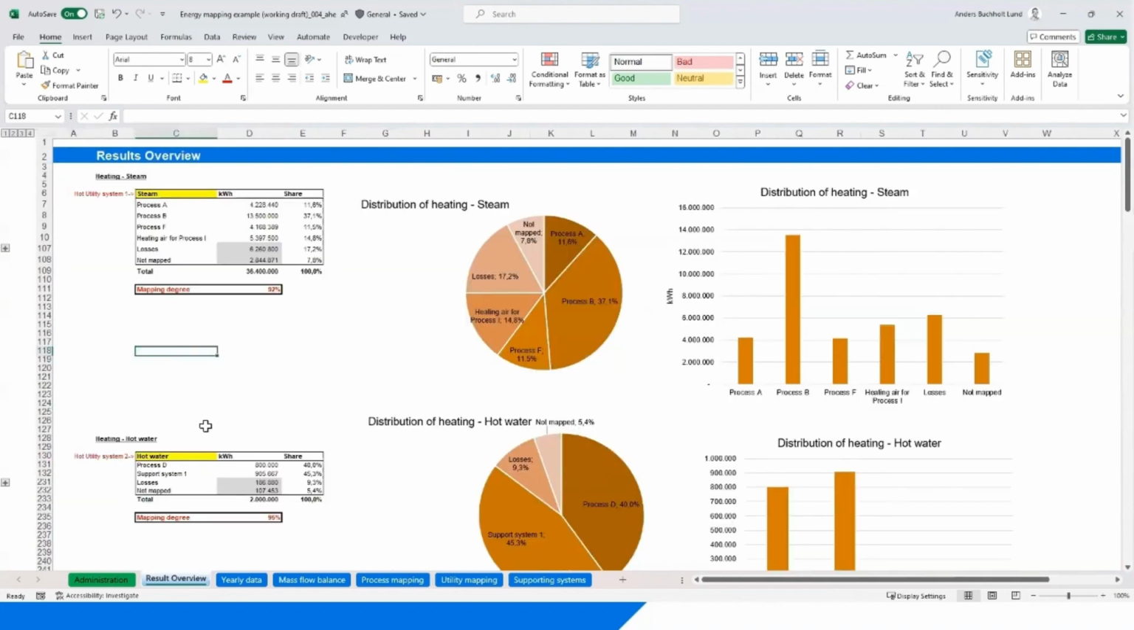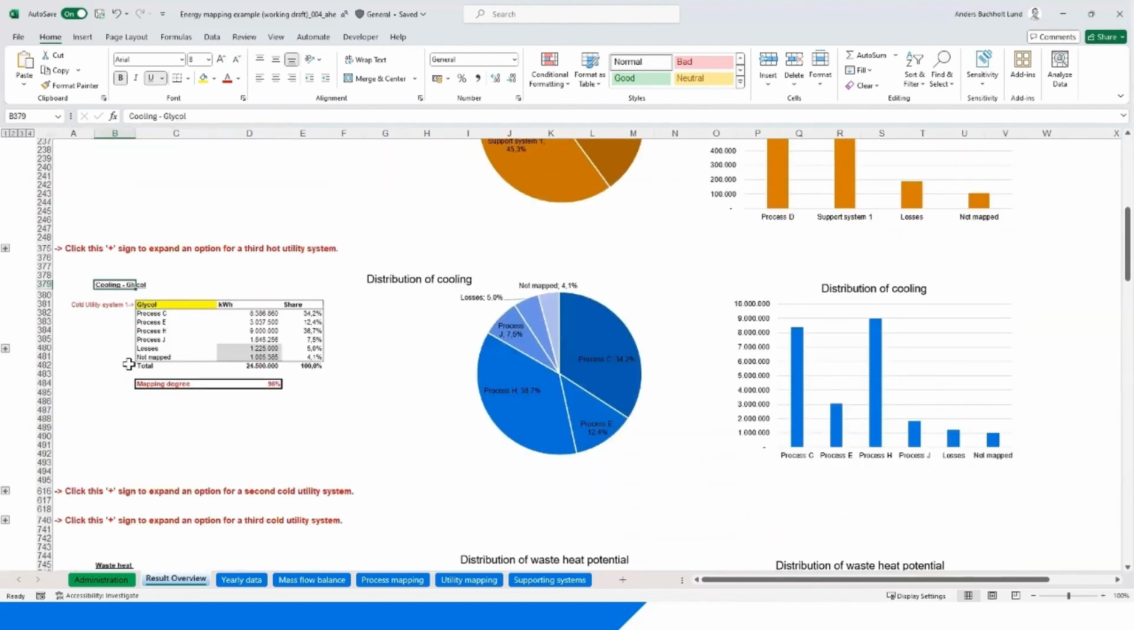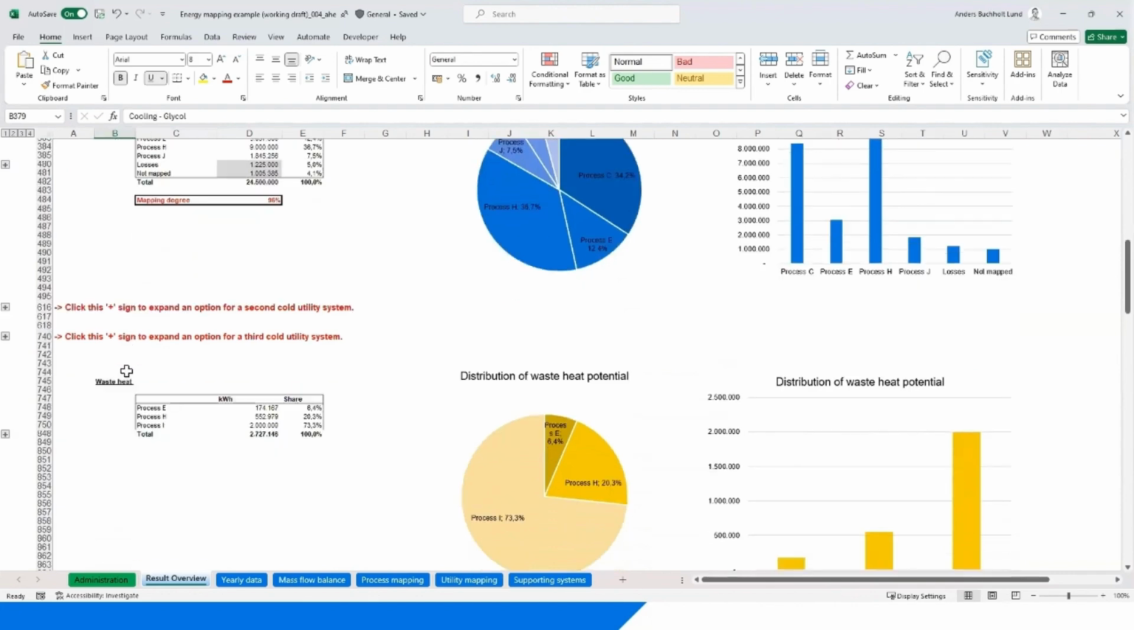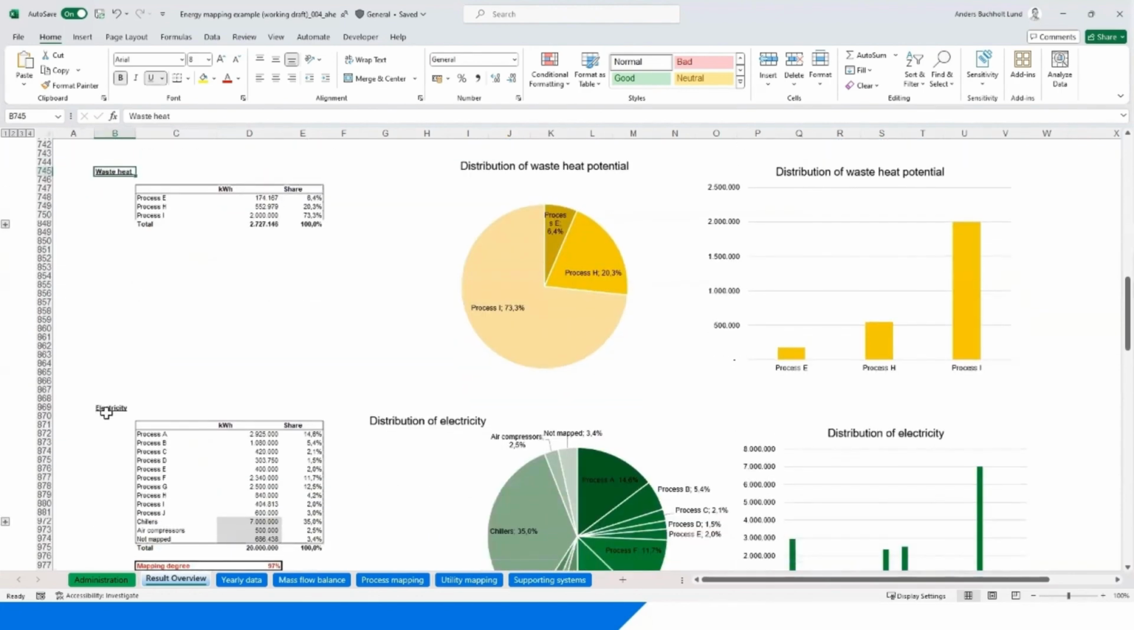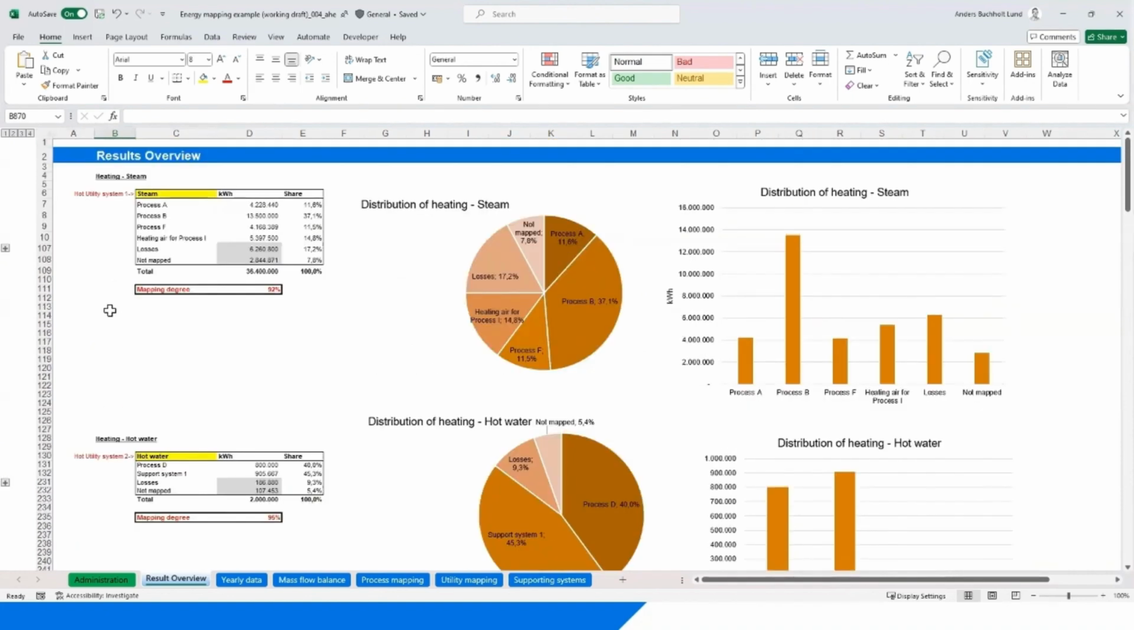This is the first sheet that you meet when opening the energy mapping, and it's important because here all the results are displayed. It is displayed in overall heating of steam, overall hot water. Then we have different cooling systems or distribution systems that we have. We have the waste stream sources and electricity. You should, of course, customize this to whatever fits the site the best.